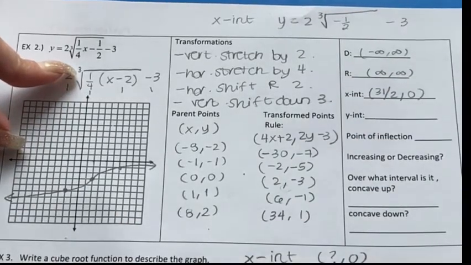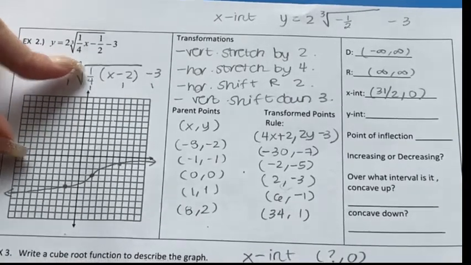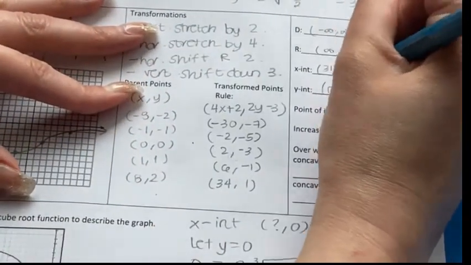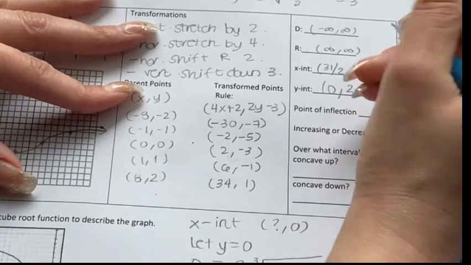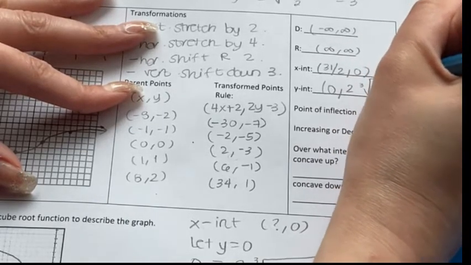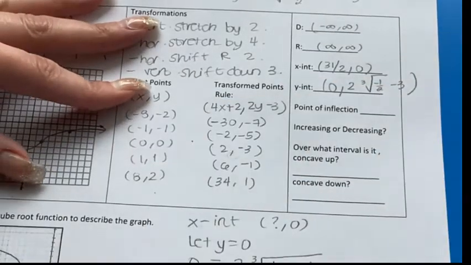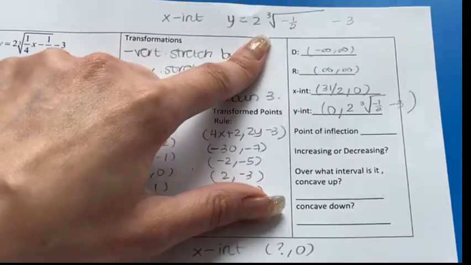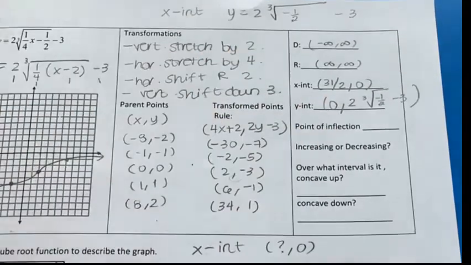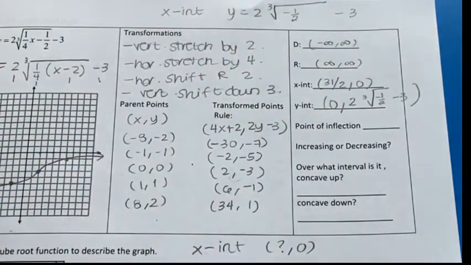Honestly, I would leave it like that if you want to make your life easier. So I would put 0 comma, I would do 2 cube root of negative 1/2 and then the minus 3 here, close it. Of course you can rationalize that. I'm just going to leave it like that since I'm already running out of space.